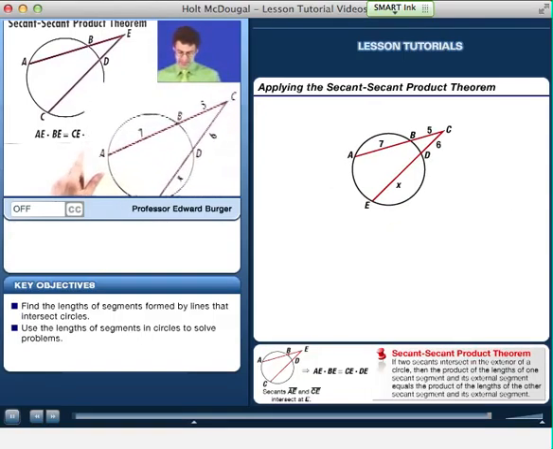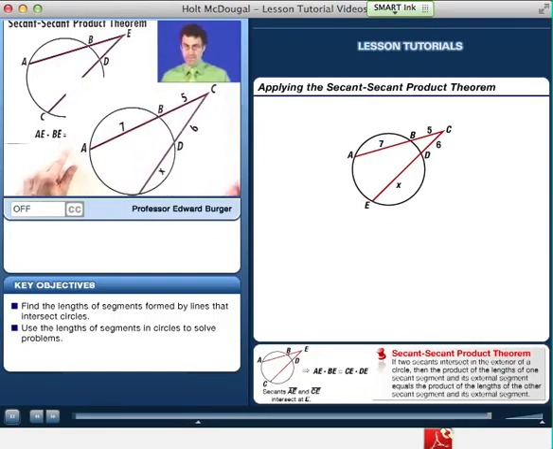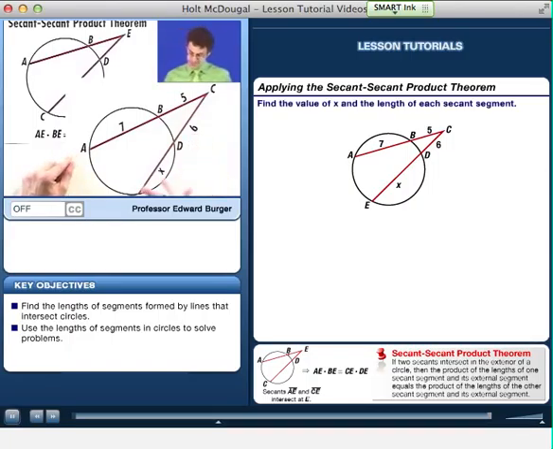So suppose we're given this situation. In this case, we have a circle. We have these two secants meeting up at C. We're told this is 7. We're told this is 5. We know this is x. We know this is 6. And our question is to first figure out what x has to be, and then figure out the length of each secant.